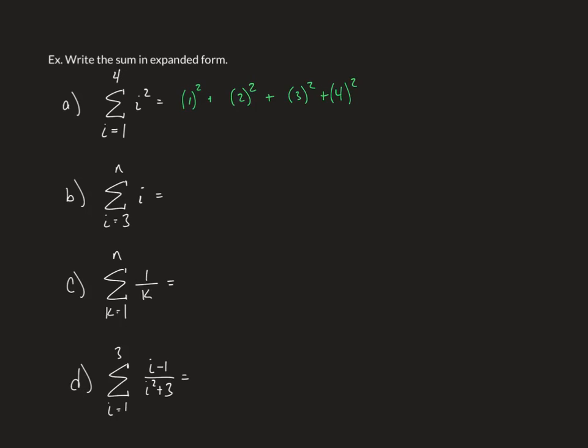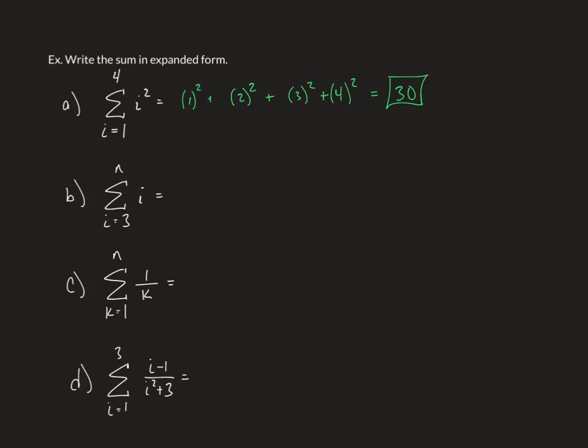All right, so I add all these together. I got 1 plus 4 plus 9 plus 16, which should be 30. And there is a way to do this in Desmos, but right now we're going to start learning some rules that are going to help us do these algebraically.